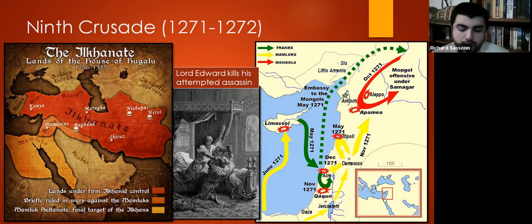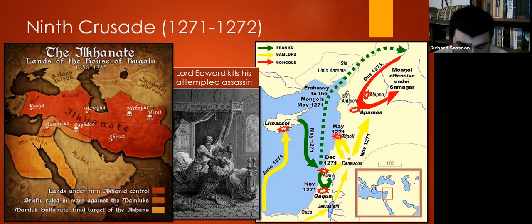2 sessions ago, Edward Longshanks invaded from Acre, but he couldn't coordinate effectively with Abaqa Khan. Abaqa, in fact, didn't fight here directly. He sent one of his generals, Samagar, with 1 tumen, 10,000 men, because he couldn't spare any more, given the problems with Berke Khan in the north and the problems with the Chagatai Khanate in the east.